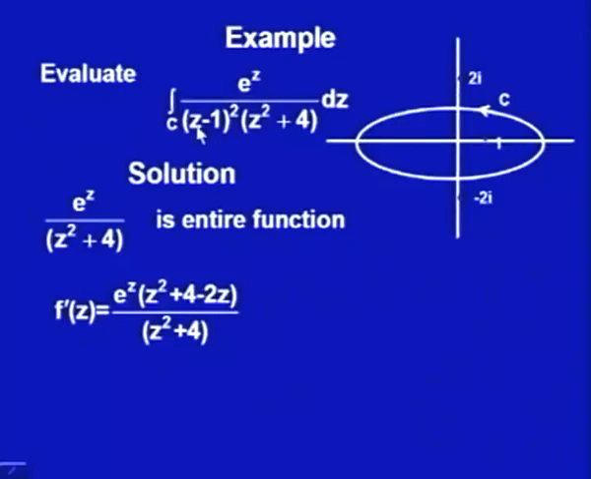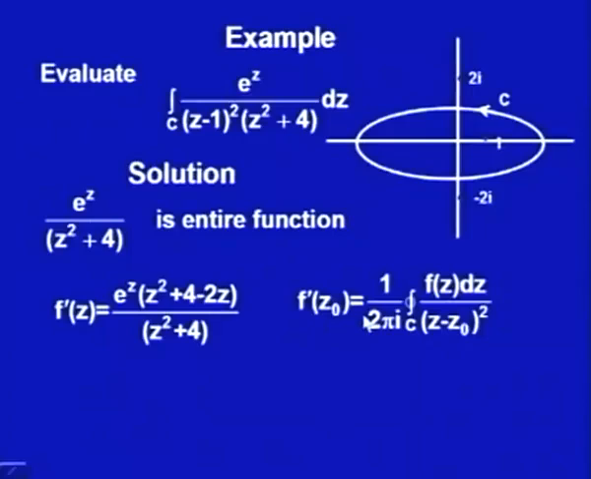I would like to use this (z minus 1) whole square. So, 1 is inside this one. So, I would go with the first derivative, f dash z of this one, would be e to the power z (z square plus 4 minus 2z) into e to the power z upon (z square plus 4) whole square.